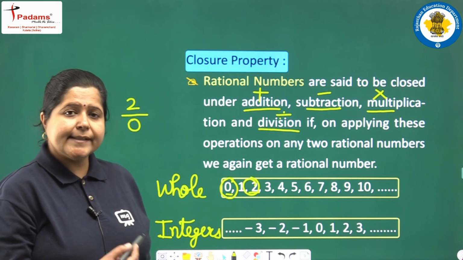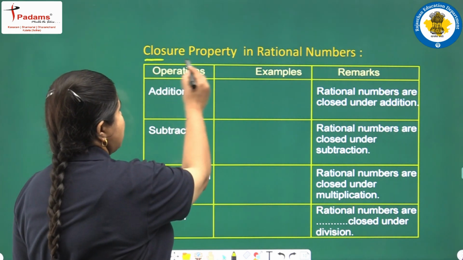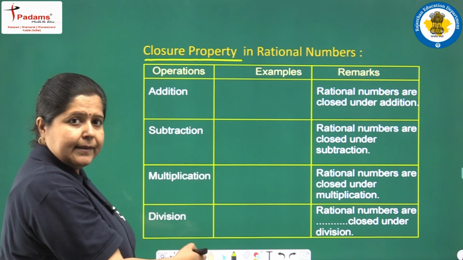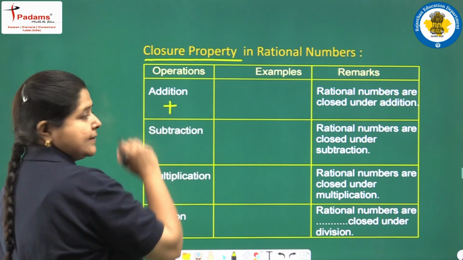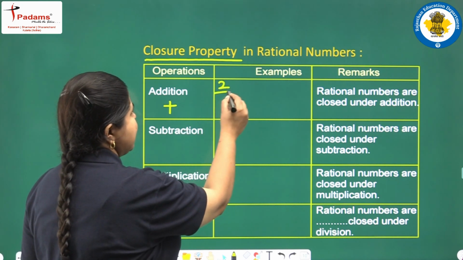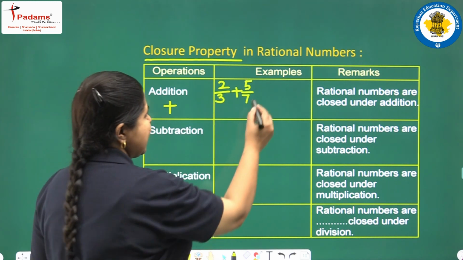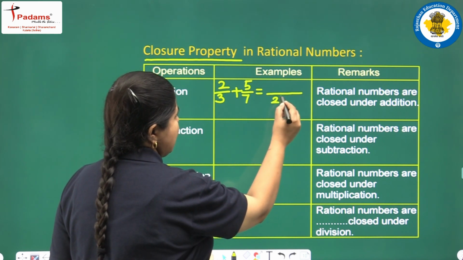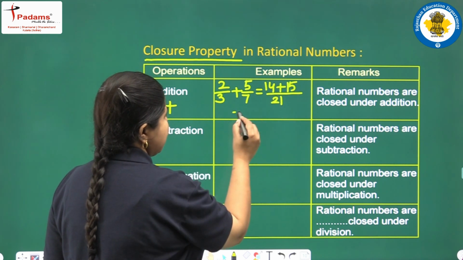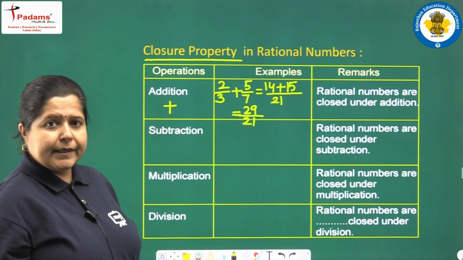Now we will extend the same discussion for rational numbers. Closure property in rational numbers. We will be taking all the four operations one by one. Let us take first addition, that is sum up. Let us take one example. Let us add 2 by 3 and 5 by 7. What do we get? The LCM is 21, 7 2s are 14 plus 5 3s are 15. What do I get? 29 upon 21. Here what do you see?